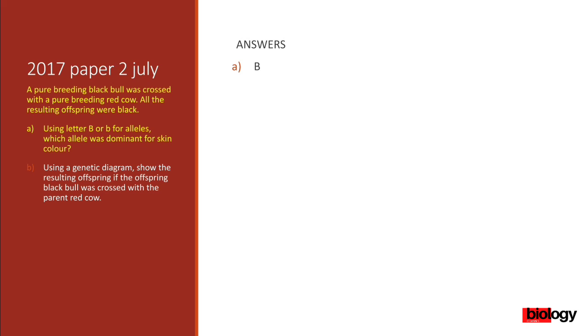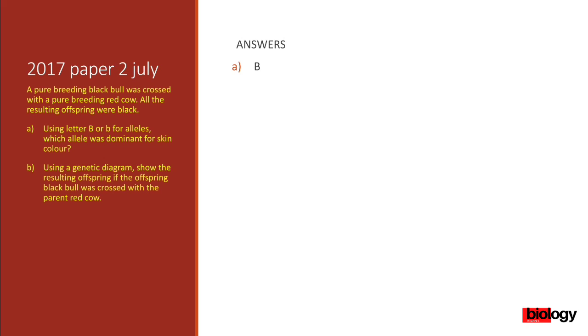Let's look at question letter B. Using a genetic diagram, show the resulting offsprings if the offspring black bull was crossed with the parent red cow. I'll read the question again. So, I want you to understand this question. They are asking us to draw a genetic diagram to show the results of the offsprings if the offspring black bull was crossed with the parent red cow.